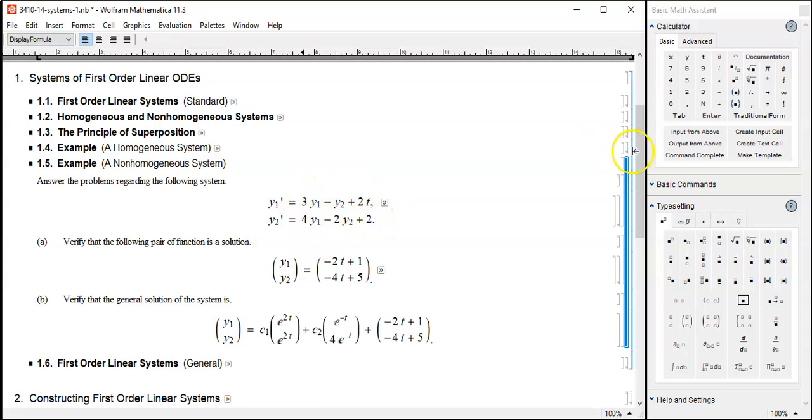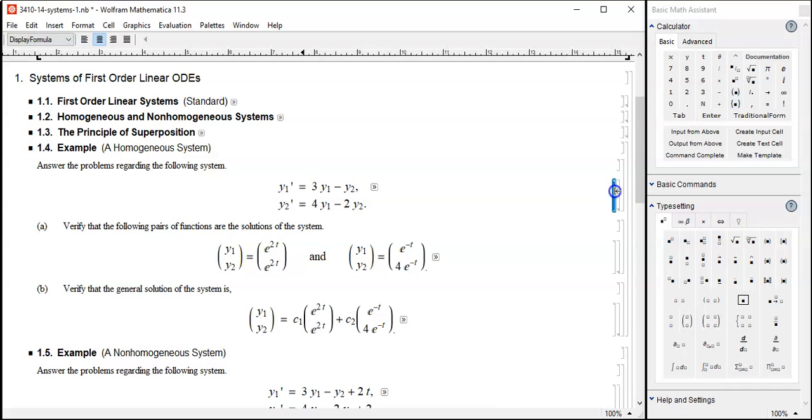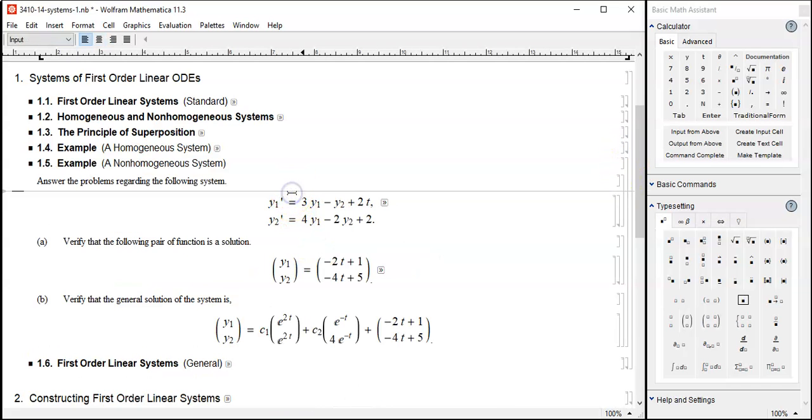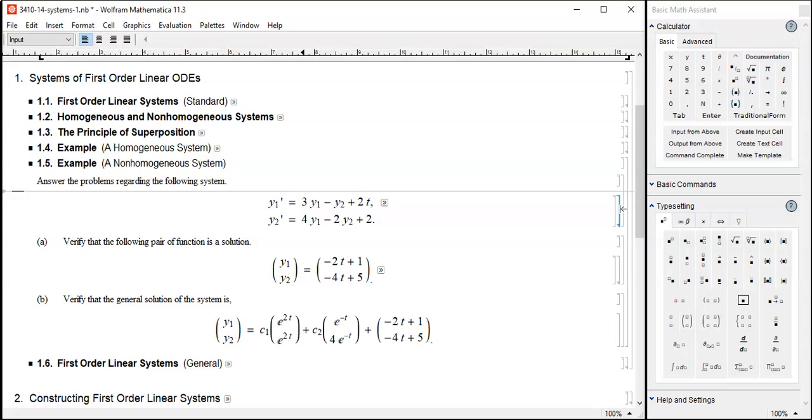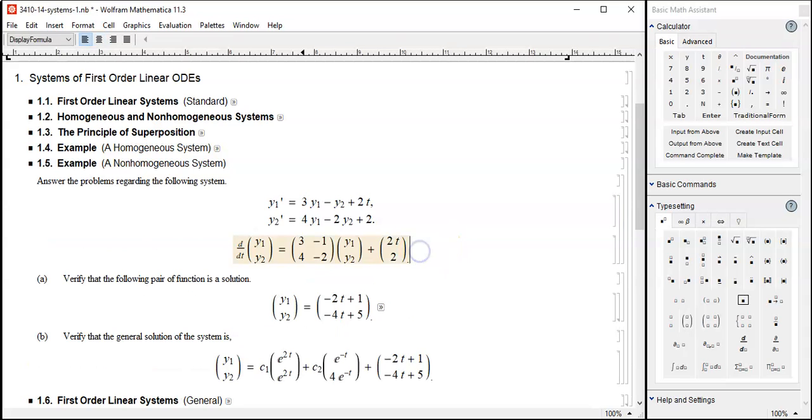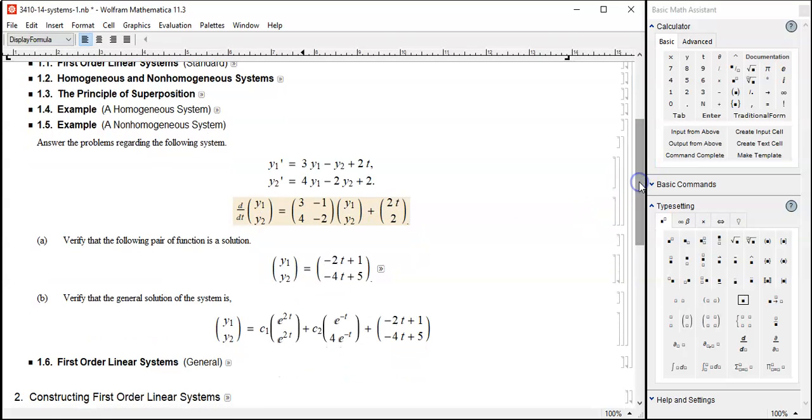The linear part is the same, never mind. This was the previous system. So linear part is the same, but we have non-homogeneous part. And then the matrix expression goes like this. Same part here, and then we have non-homogeneous part. Verify the following pair of functions is a solution. Okay, all right. Plug those in, take the derivatives, and then check those out.